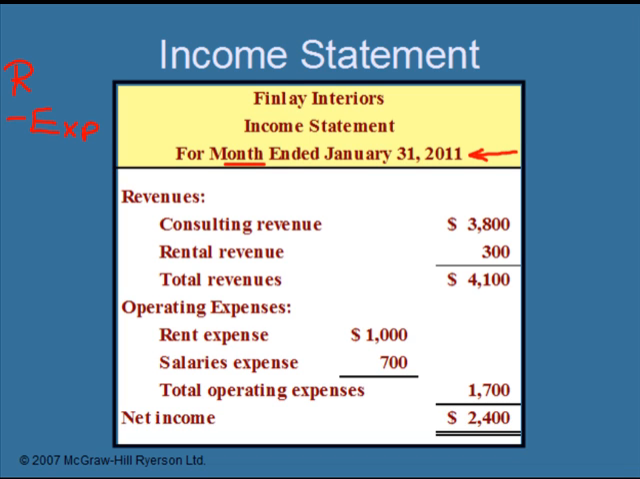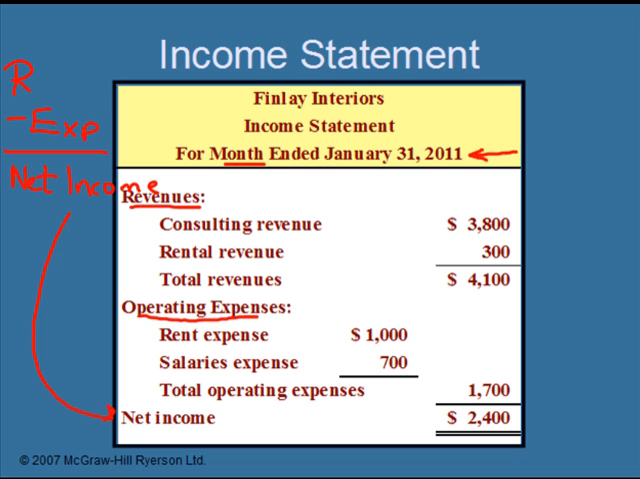Now, on the financial statement, we call that profit net income. And you'll see that net income right on the bottom of this income statement for Finley Interiors. The two other items that are on this income statement, you'll notice by the headings, revenues and operating expenses. With revenues, revenues occur when goods or services are provided to customers. And revenues are recognized or recorded in the company's books when it is earned, not necessarily when it's received.